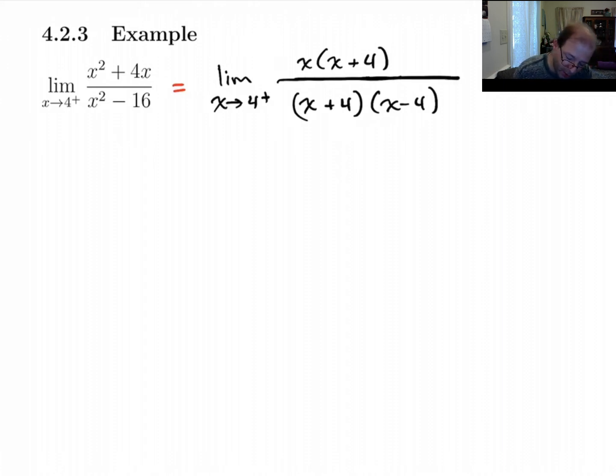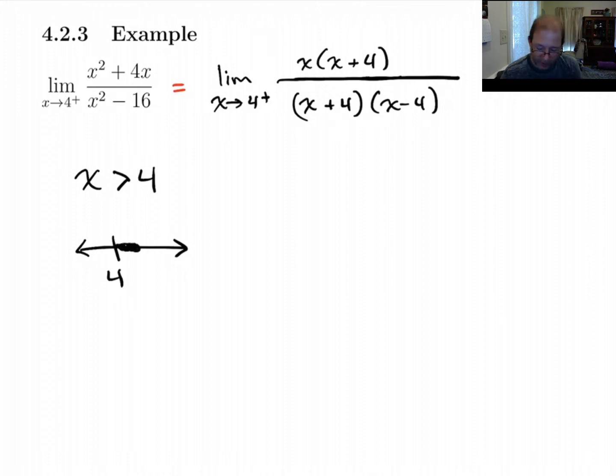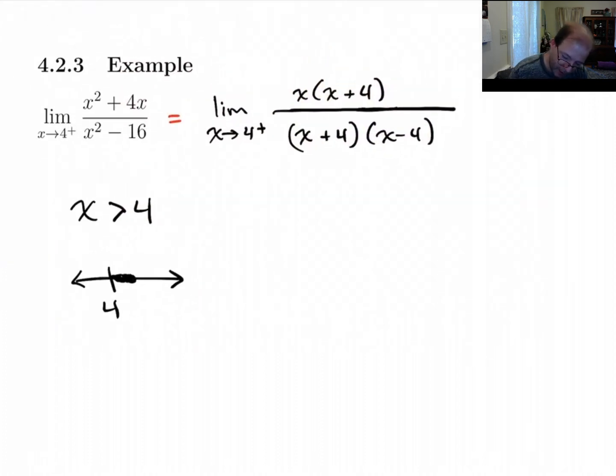All right, x is approaching 4 from the positive side. So x is close to 4, but it's slightly larger. Again, that's because you've got 4 here on the number line, and x is coming in slightly above. So when x approaches 4 from the positive side, x here is essentially 4. x plus 4 is essentially 8. x plus 4 is still essentially 8. And x minus 4 is, well, x is slightly bigger than 4, so this is essentially 0, but it's positive. So that gives me positive infinity.